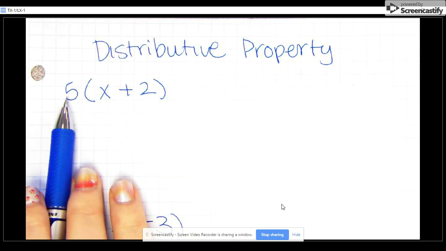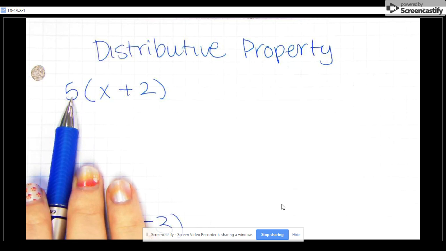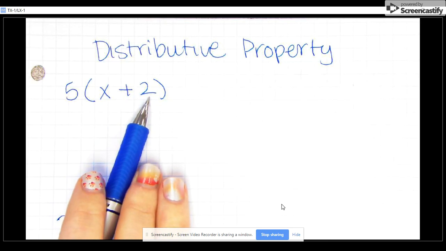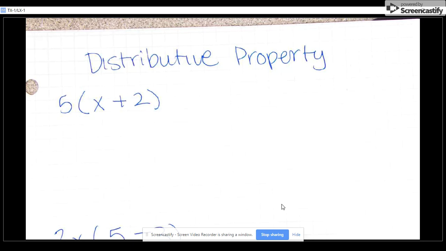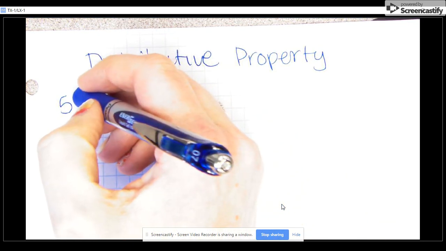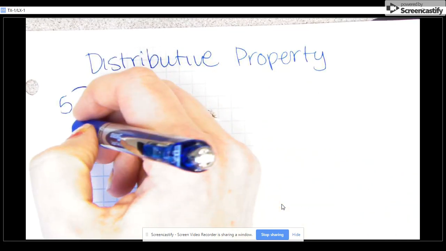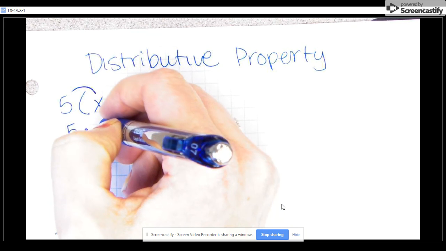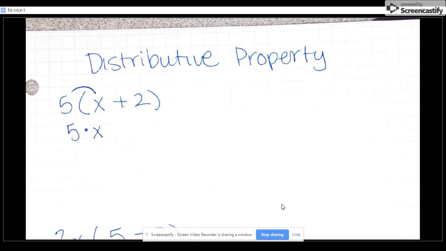parentheses. So looking at this first example, we have 5 located on the outside of the parentheses with x plus 2 inside the parentheses. What I am going to do is take that 5 and multiply it by x. I'm going to represent multiplying with a dot because I have a variable x, and that can get confusing if there's two x's.